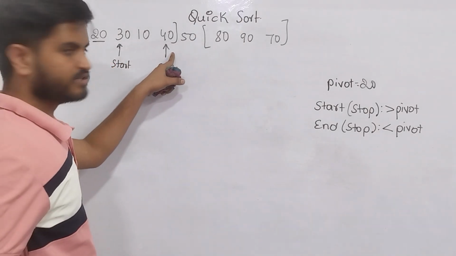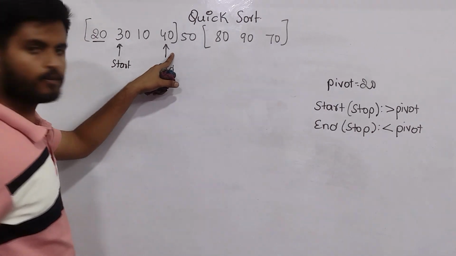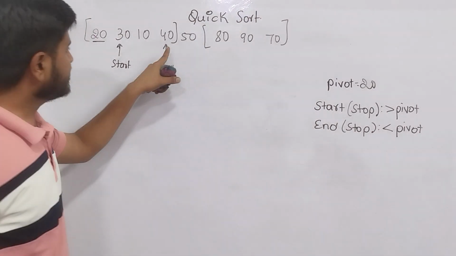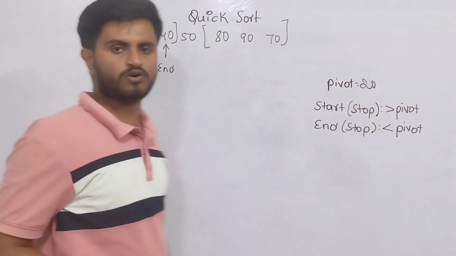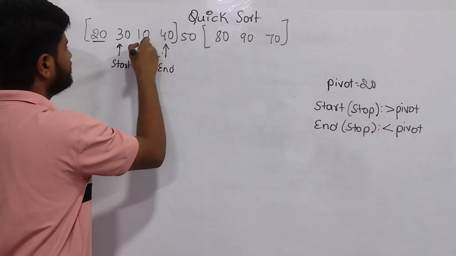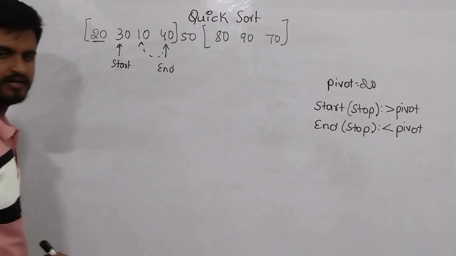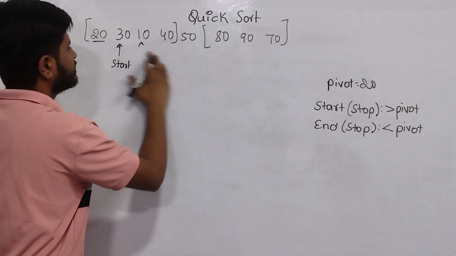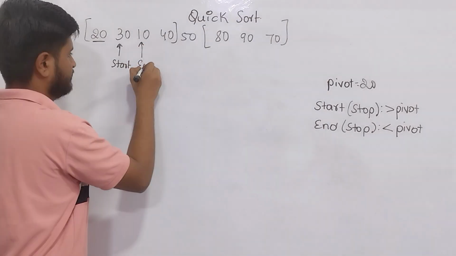Now the end value is 40. I will stop the end arrow when the end value is less than the pivot. 40 is not less than 20, so I will move towards the left side. 10 is less than 20. So I got the new end value, that is 10.